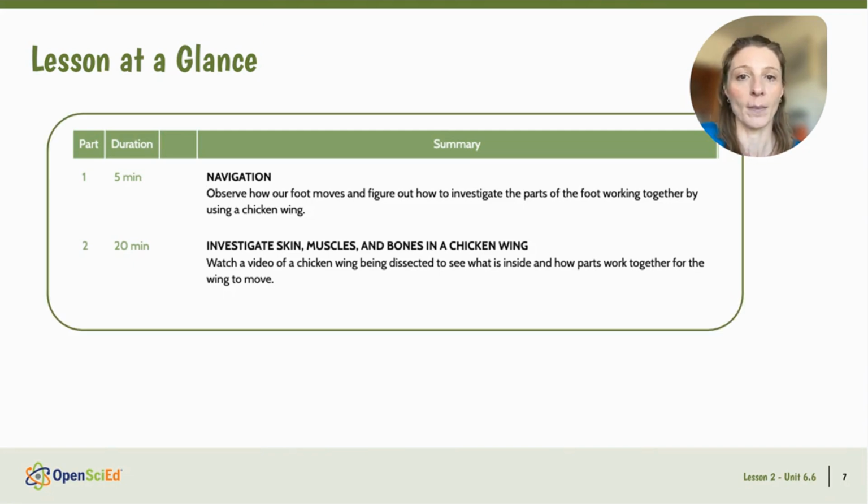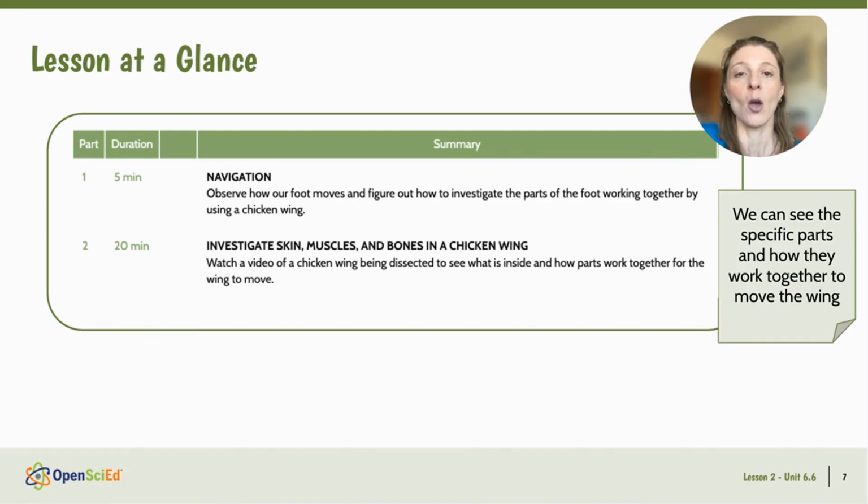This is loop 1. It is the beginning of day 1. We start with a navigation to observe our own movement of skin, bones, and muscle in our own bodies. Then we investigate by watching a dissection video of a chicken wing to see what is actually inside of a limb. We figure out that we can see the specific parts and how they work together to make the wing move. But this makes us wonder, how is the chicken wing related to the boy's foot? Why are we actually doing this?